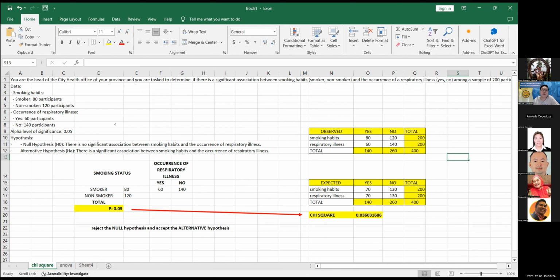Okay. Kaya iba yung na-generate mo. So the total number of smokers is 80, and they are distributed as follows. 30 of them develop respiratory illness, yes, and the rest of the 80, which is 50, did not develop. So that will be 30-50. Okay po. Sige, sige. Sorry po. That would make a big difference.